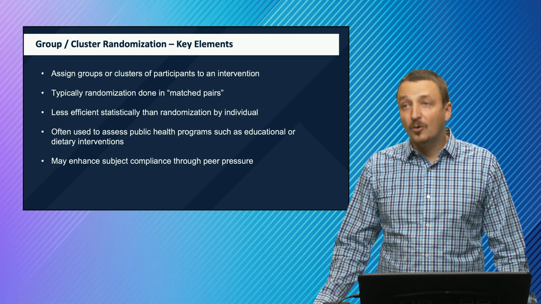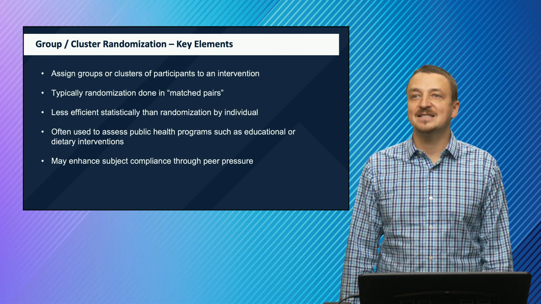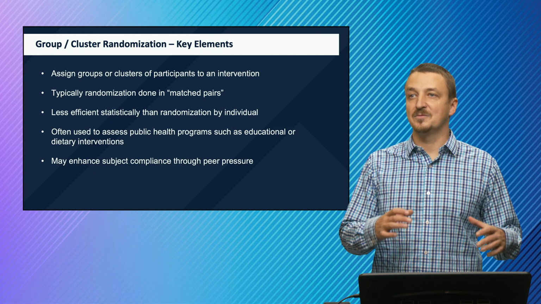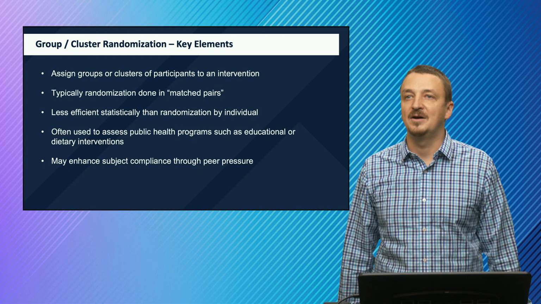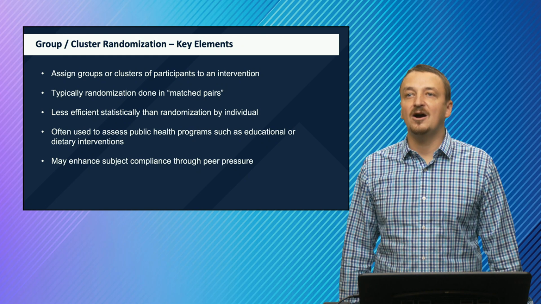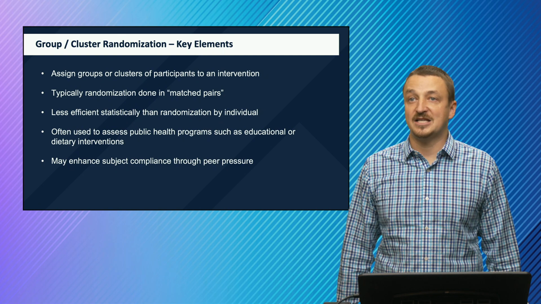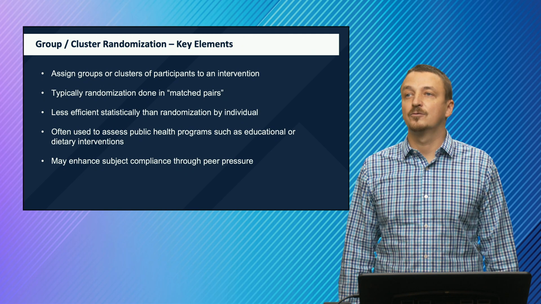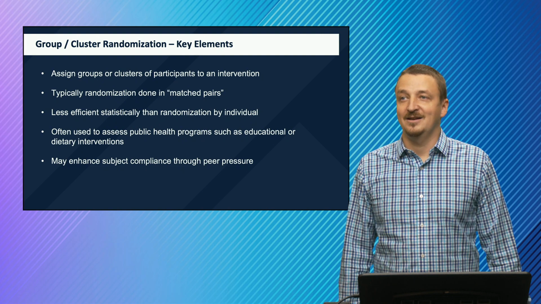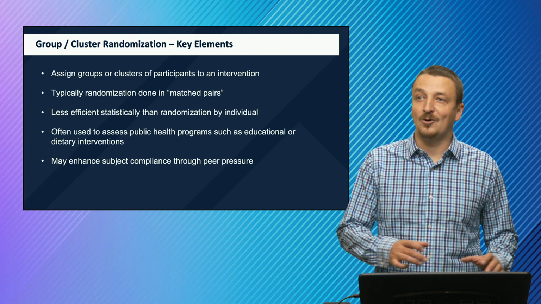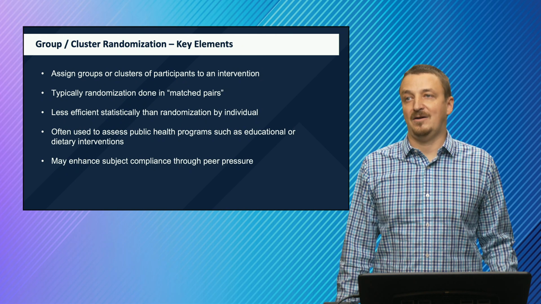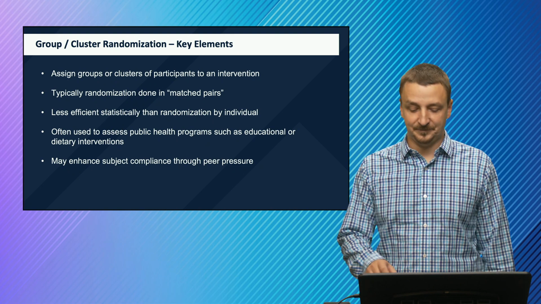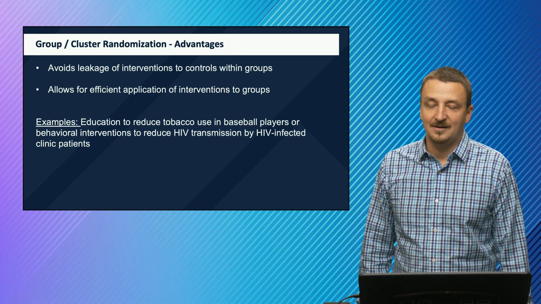Of course, it's important to consider that this is less efficient statistically than randomizing by an individual, because with such a cluster, a big group, we also potentially introduce more confounders as well. And it's really often used to assess public health programs, such as educational or dietary interventions. It may enhance subject compliance through peer pressure. This is also important to consider. It's a key element that could be an advantage, but then it also could affect the validity of our findings because it may not be translated that well into real life to an individual level.